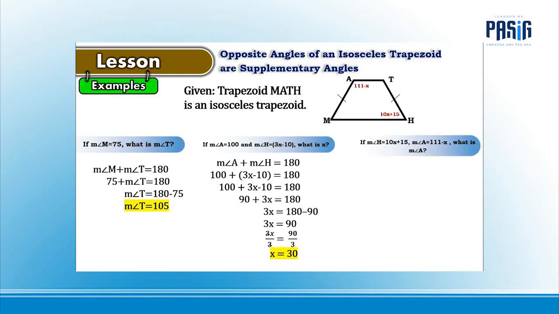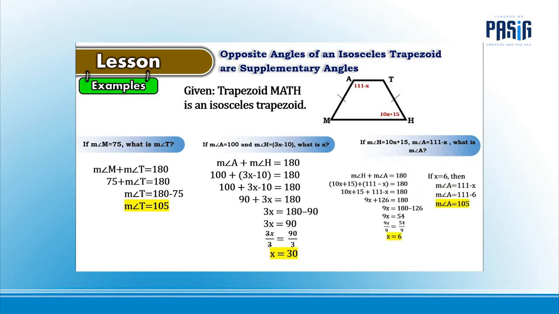Next problem, if measurement of angle H is equal to 10x plus 15, measurement of angle A is equal to 111 minus x, what is the measurement of angle A? We need to solve first for the value of x. Since angle A and angle H are opposite angles, then the sum of their measures is equal to 180. We can obtain x as 6. Measurement of angle A is equal to 111 minus 6. Thus, measurement of angle A is equal to 105 degrees.